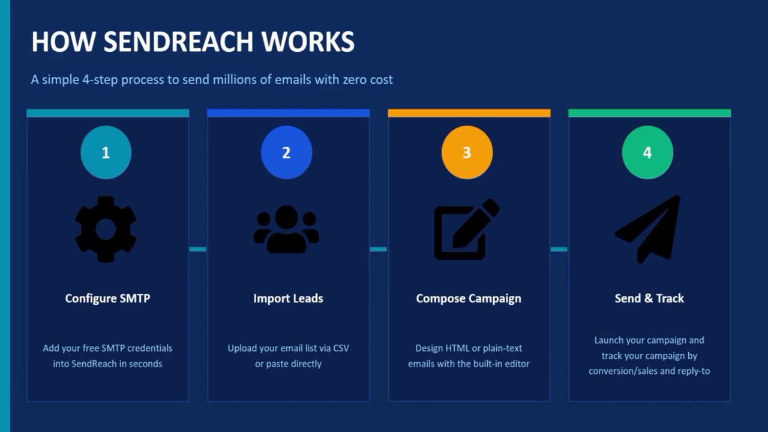The last one, send and track. When you have composed your campaign, you can just launch it and track it by conversions or sales, because you can track the conversions you have made, the money you have made through your campaign, the emails sent, and as well the sales. Maybe you are trying to send an email for your prospect to reply to you, and you are getting it already.